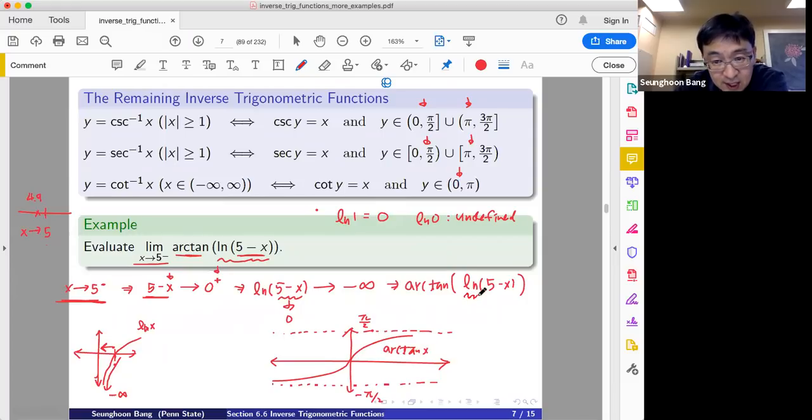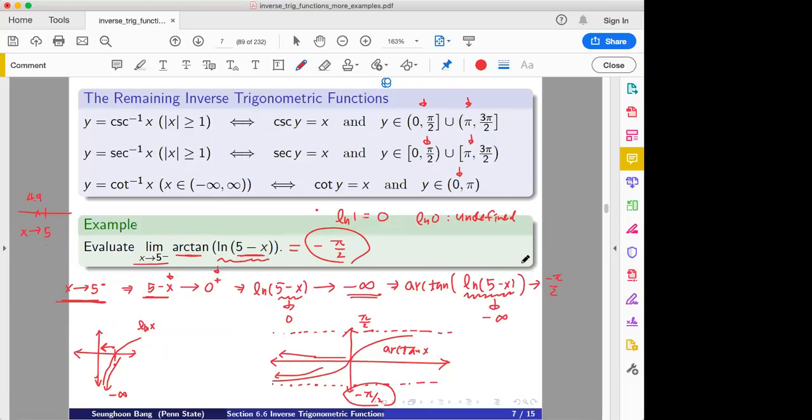What happens inside? ln of 5 minus x approaches minus infinity. So what does it mean? The inside one approaches minus infinity. The corresponding arctangent approaches the dotted line, negative pi over 2. So the answer approaches negative pi over 2. What's the final answer? The final answer is negative pi over 2. This is the whole idea for solving this problem.